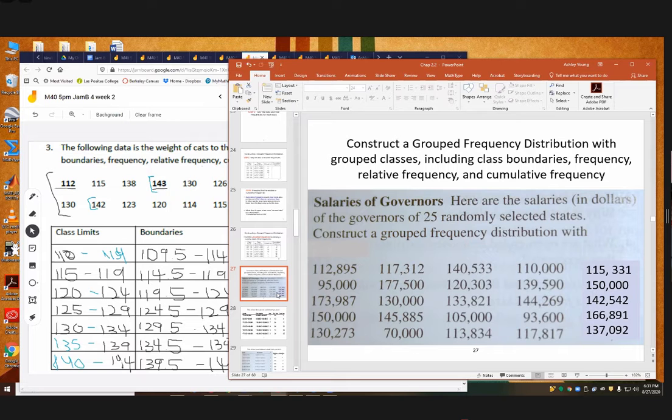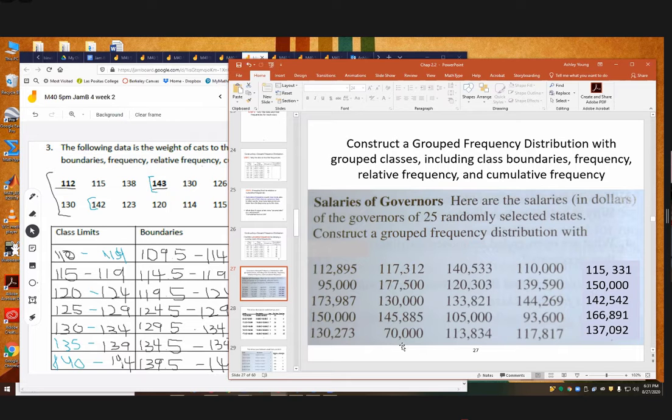Let me give you a hint. The largest one is 177 here, I believe, and the smallest one is 70,000 here below it. So that's the largest and the smallest, those two. I want you guys to go ahead and spend the first couple minutes, 2-3 minutes, just trying to get your class limits settled, and then check in with your neighbors.